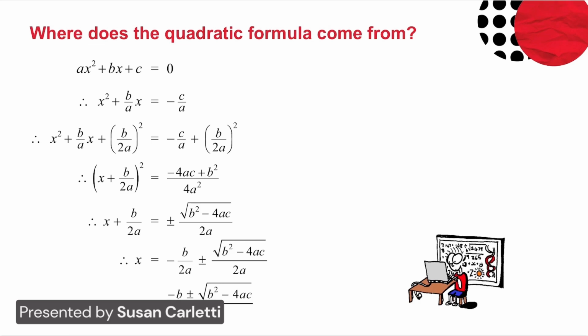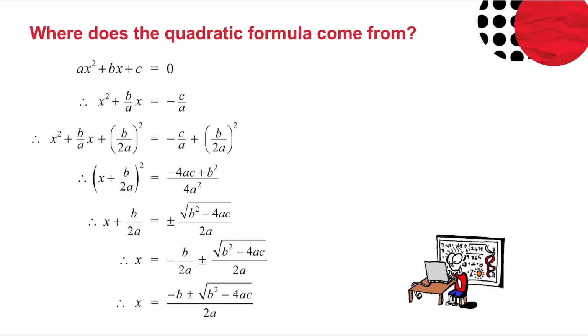You will remember from a previous video that we looked at where the quadratic formula came from, and it comes from completing the square. Let me just go through it very briefly again. The first thing we did was we divided through by the coefficient of x squared, so I divide by a with every term and I take the constant to the other side.